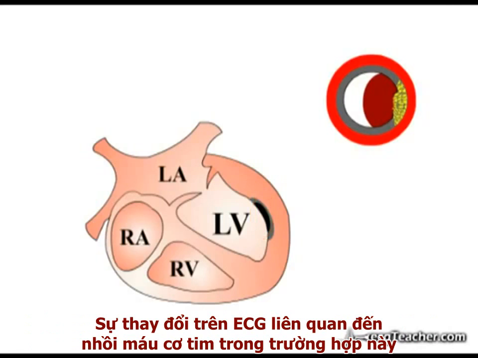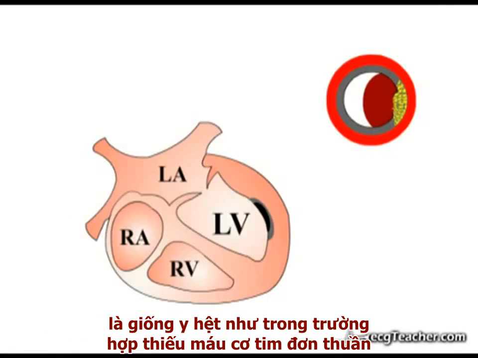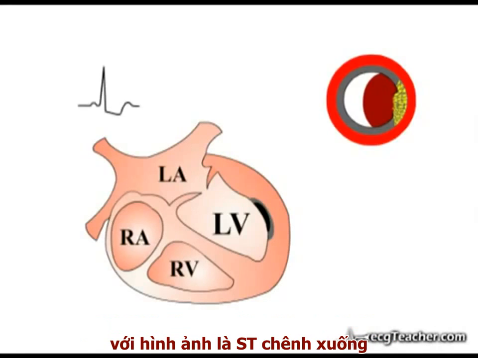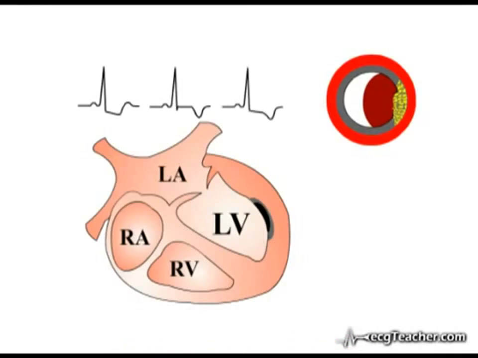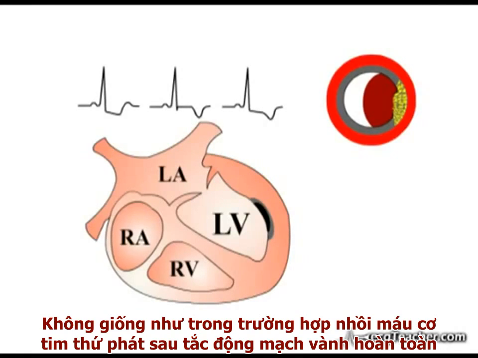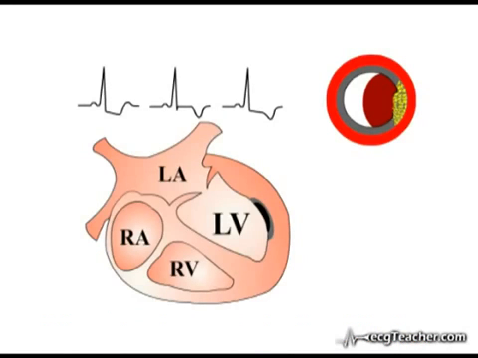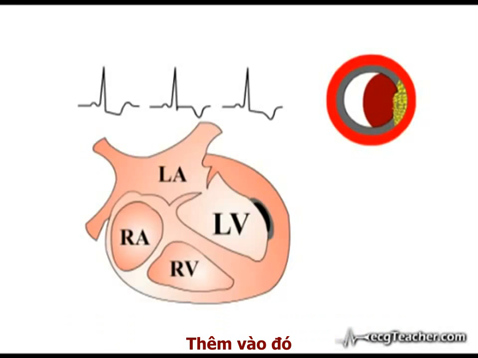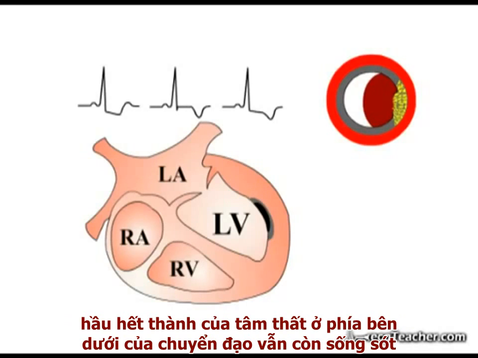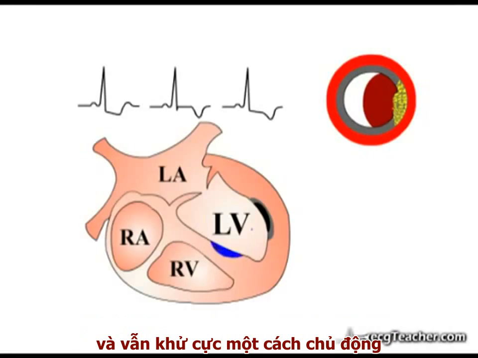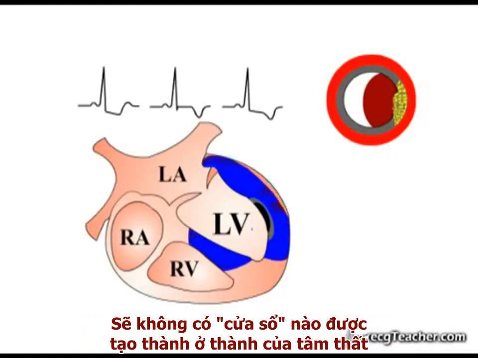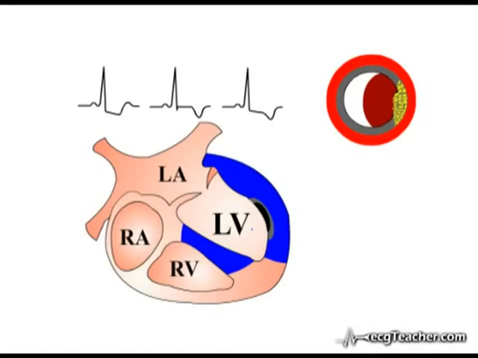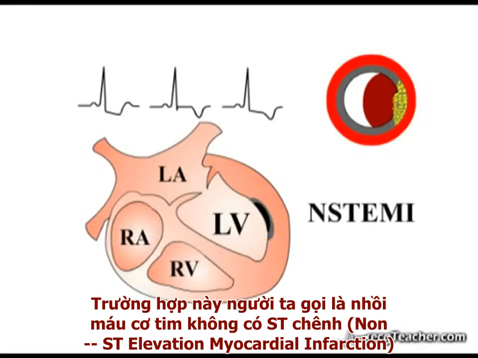The ECG changes associated with infarction in this situation are identical to those of pure ischemia, with depression of the ST segment, T-wave inversion, or both. Unlike infarction secondary to complete vessel occlusion, ST elevation is not observed on the ECG. Also, as much of the myocardial wall under the lead remains viable and actively depolarizing, no window is created into the left ventricular cavity, so pathological Q waves do not develop. This is a non-ST elevation MI.